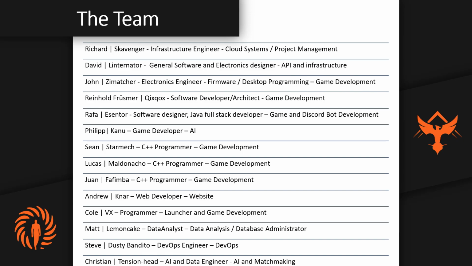We have John, who's actually an electronics engineer. He specialises in firmware and desktop programming, and he's doing our game development. You've probably talked to him in Discord. He does a lot of our UI design and programming at the moment. But at the minute, you'll all be happy to know he's working on our XP item systems and, what was the other one? Oh, economy systems. So all those hopefully will be coming very, very soon. It should be quite exciting.